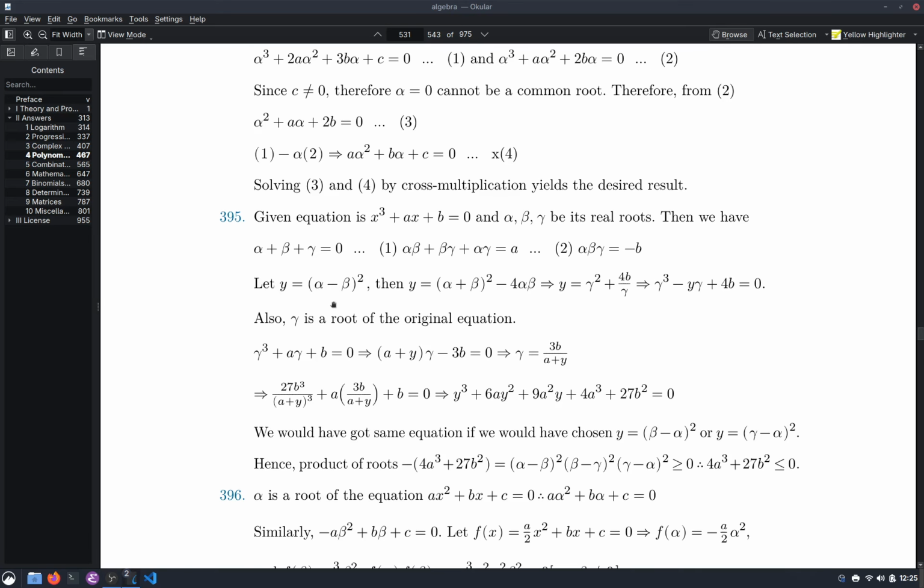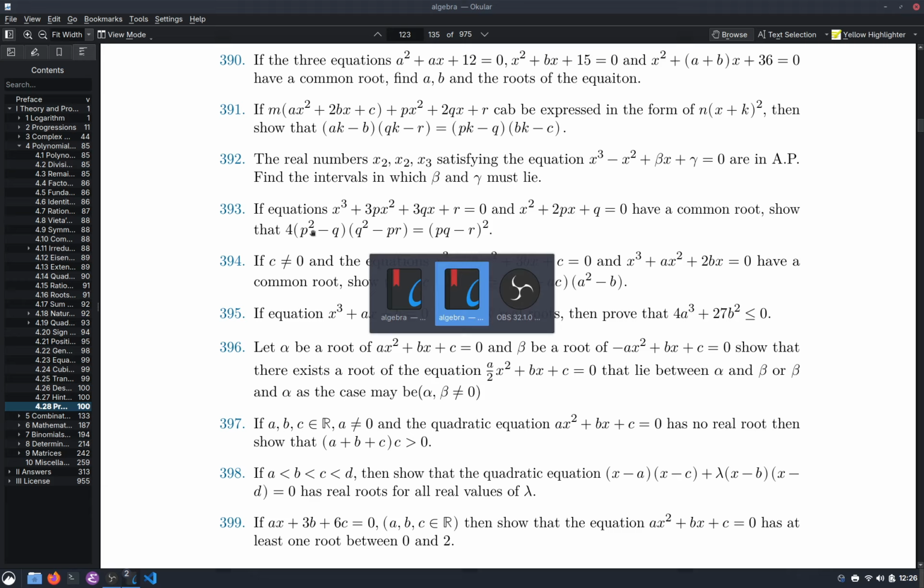Now, if you take the product of the roots, so what are the roots here? The roots are alpha minus beta, beta minus gamma, and gamma minus alpha, all squared. So the product of roots of this equation is minus (4a cube plus 27b square) is equal to alpha minus beta whole square into beta minus gamma whole square into gamma minus alpha whole square. Now this is a product of squares of quantities, so it must be greater than or equal to 0. So 4a cube plus 27b square is less than or equal to 0.